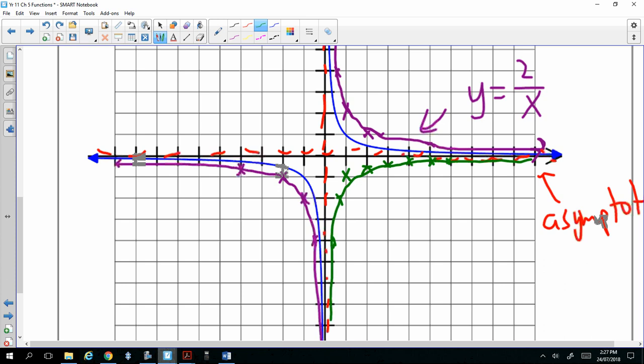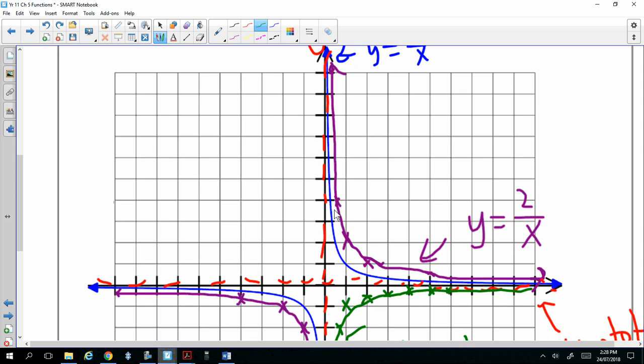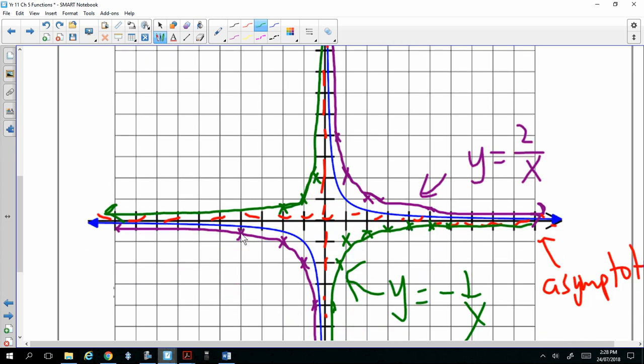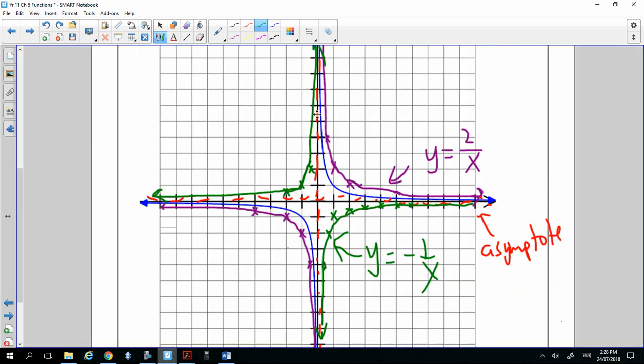So when it's negative 1 over x, it's going to be in the fourth and the second quadrant. So fourth quadrant and the second quadrant. Over here. Over here. Like that. All right, that's your graph. Y equal to negative 1 over x. So note that when there's a negative, it's in the second and the fourth quadrant. But the asymptote stays the same. Okay? So now we know all the effects on the hyperbola. So now you'll be able to draw a lot of them.